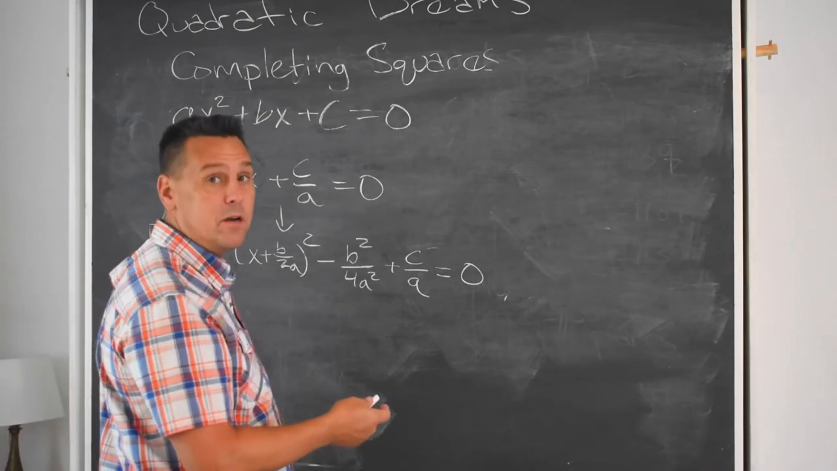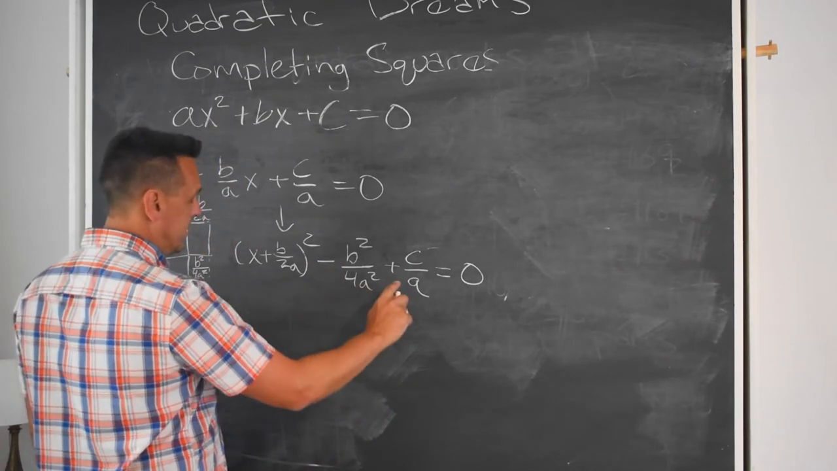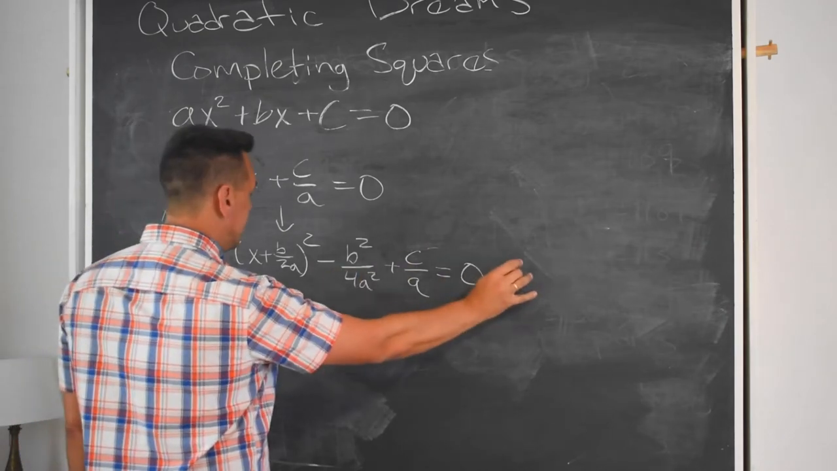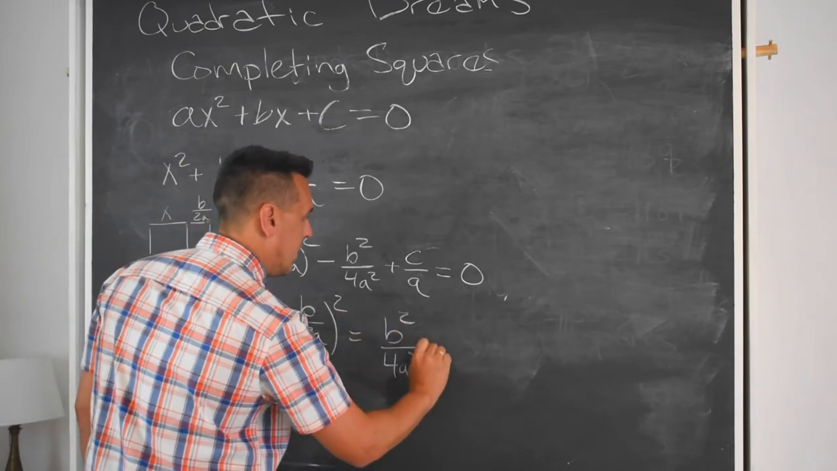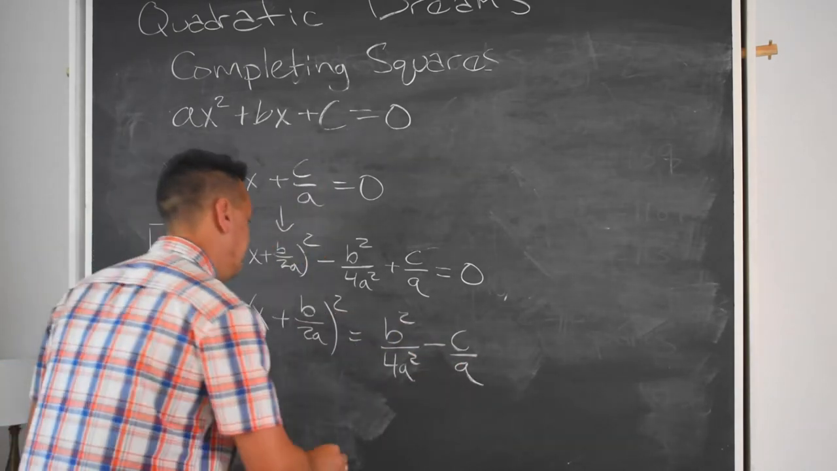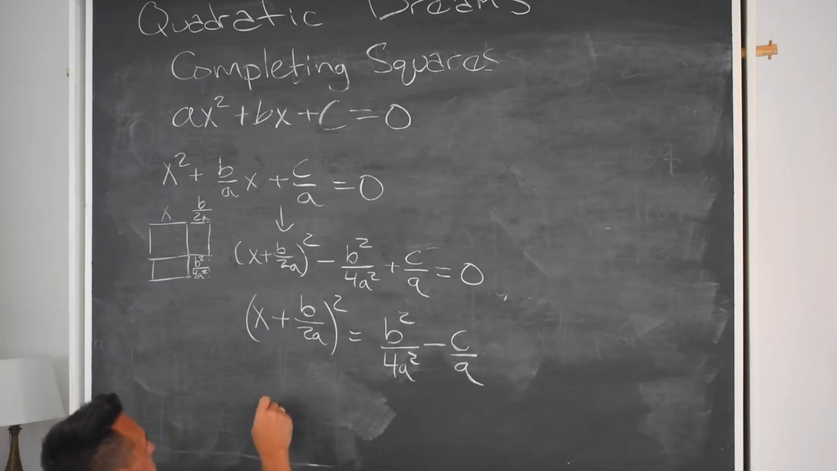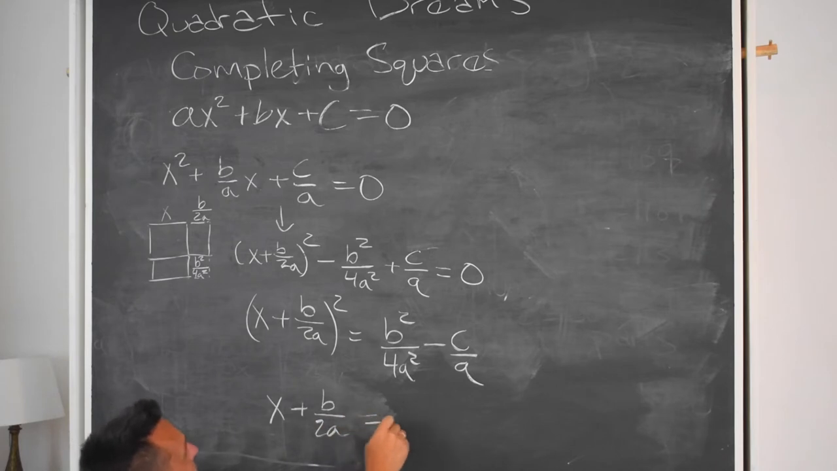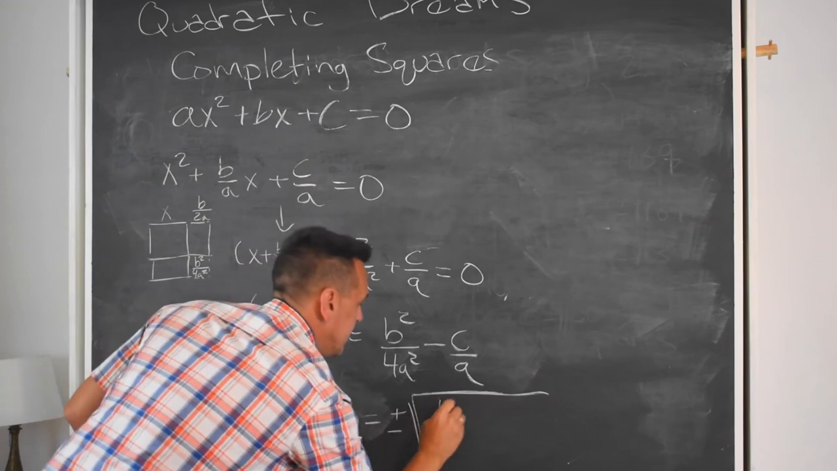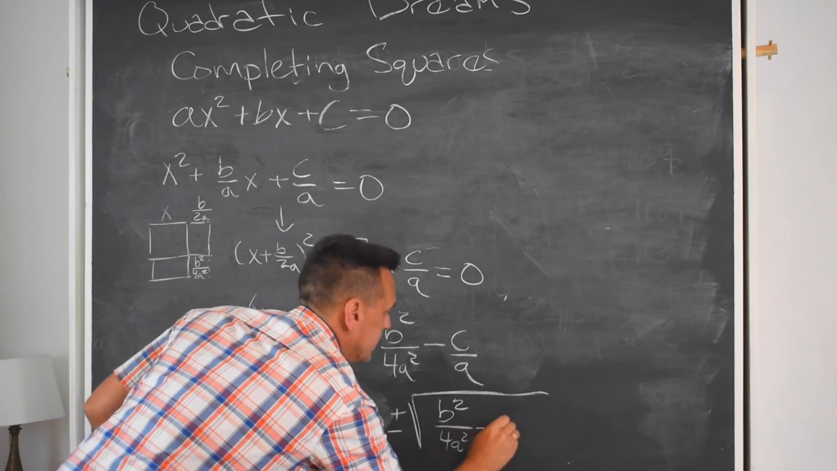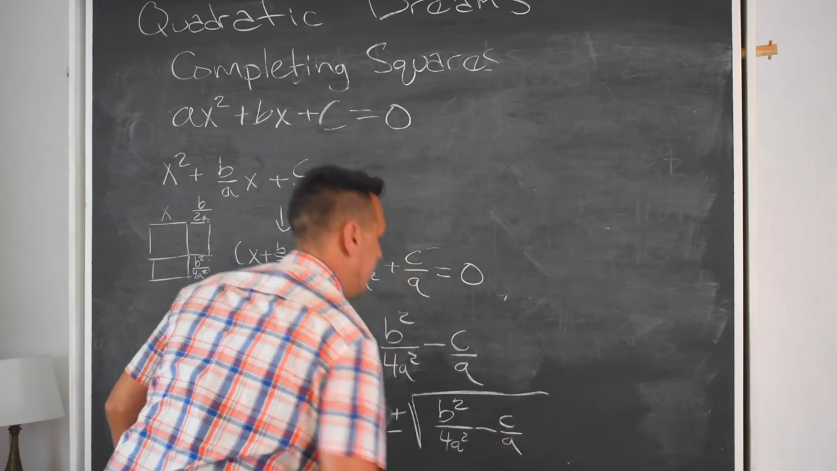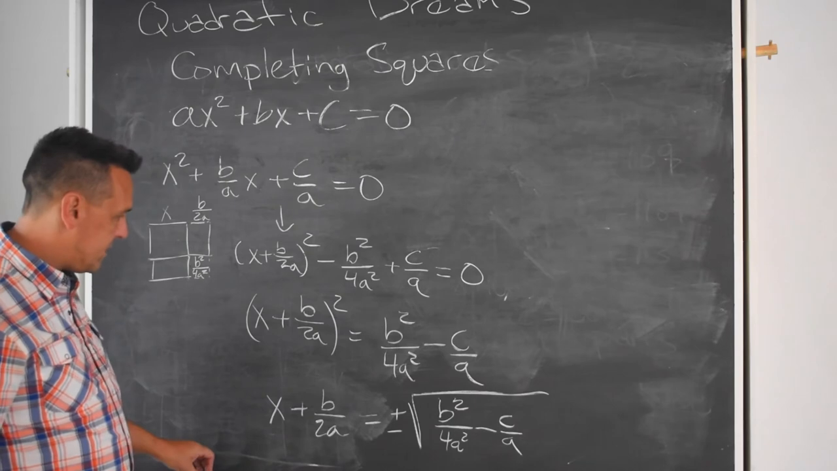We just have to move some stuff around. There's no x here in any of this. So we'll move all of this over and then take the square root. So far, so good. Okay, now we're going to take the square root of both sides. So x plus b over 2a is equal to plus or minus the square root of b squared over 4a squared minus c over a. And that has x almost by itself.